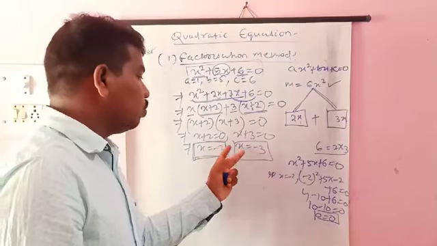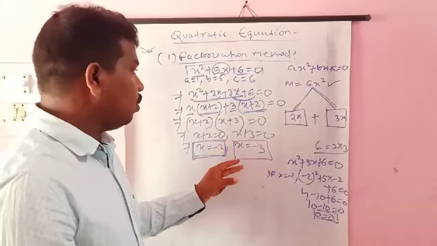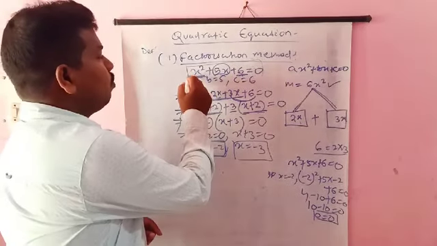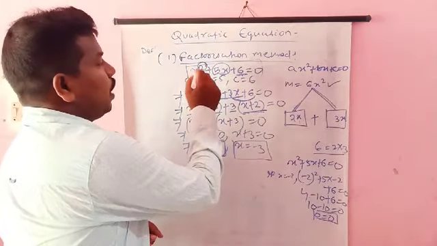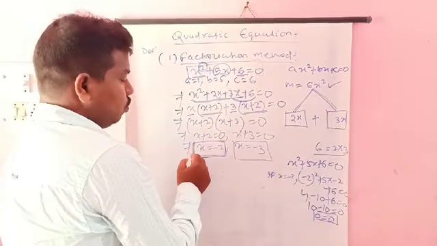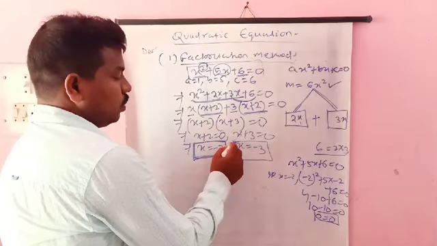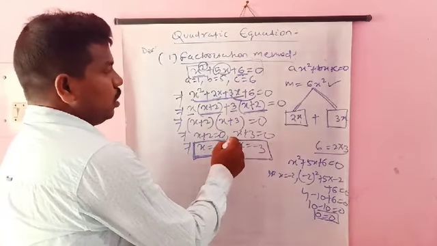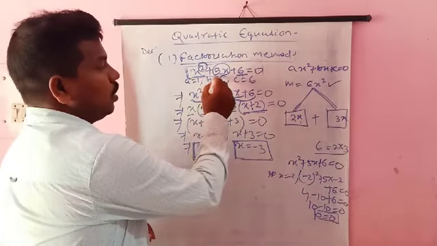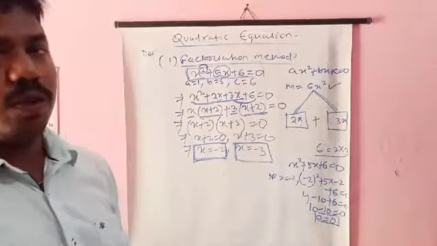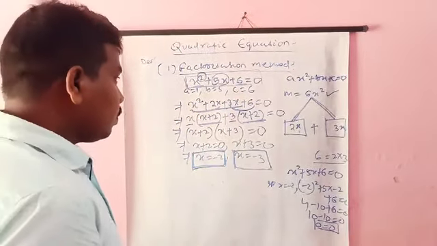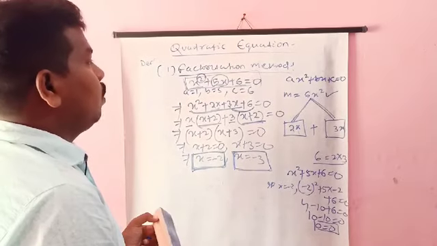So there are two solutions. How can you find two solutions? Because the quadratic polynomial has degree 2. The maximum power of the variable here is 2. So we must find two solutions, that is x equal to minus 2 and x equal to minus 3. These must satisfy the quadratic equation x square plus 5x plus 6 equal to 0. So this is the quadratic equation form to solve by the factorization method.